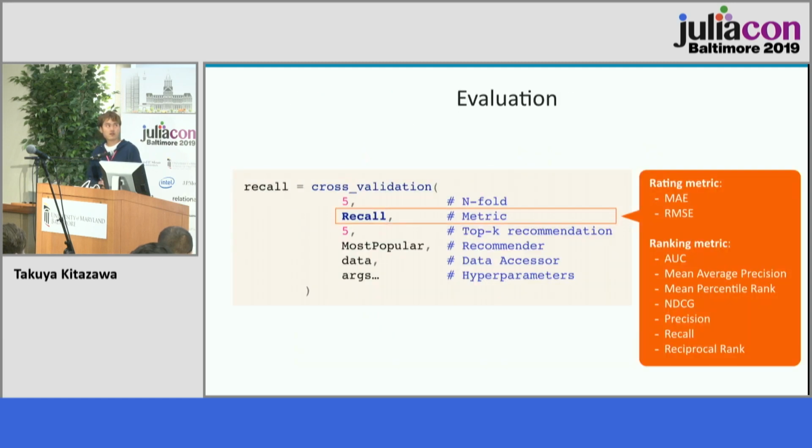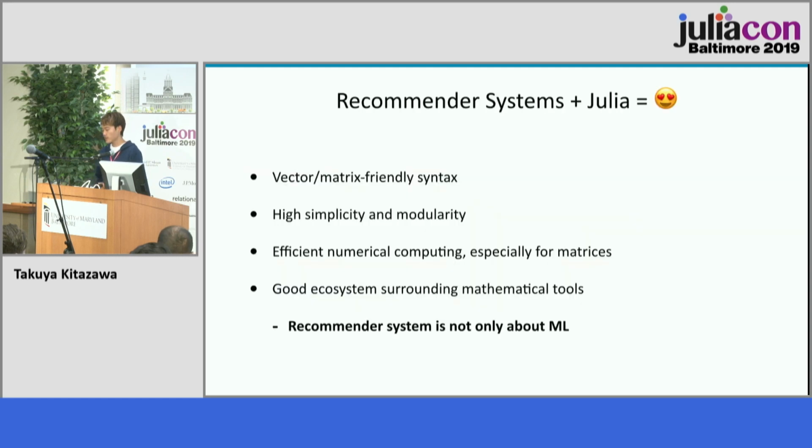And you can also do the evaluation, like cross-validation, by using a wide variety of evaluation metrics for recommender systems. The good thing about the combination of recommender systems and Julia is basically performance and effectiveness of the syntax itself for vectors and matrices. Because, as I explained before, user item interaction and matrix representation play a really important role in the context of recommender systems. On that point, writing recommender systems in Julia is more like a feature as a developer of recommender systems.